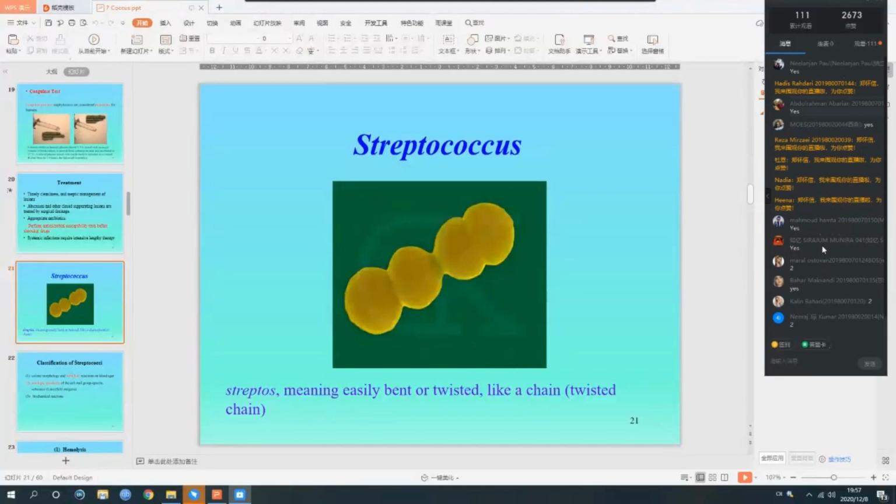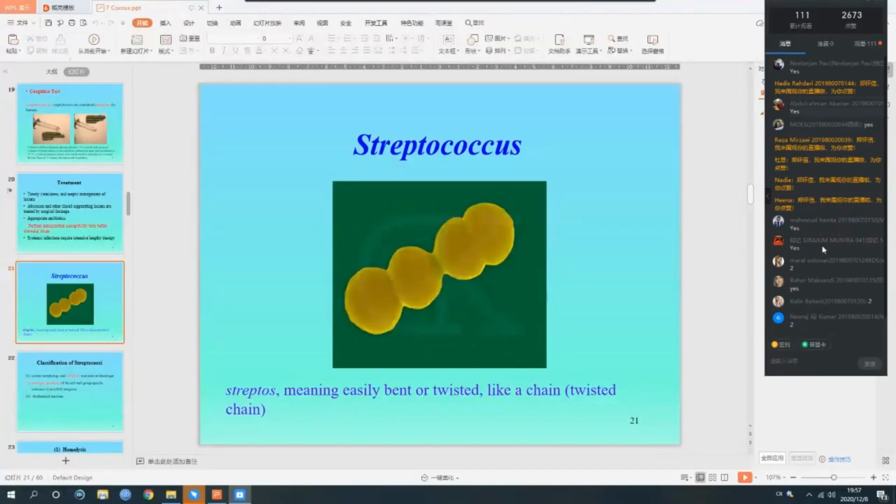So Streptococcus is also a gram-positive pathogen. In this word, streptus, it's also from a Greek word. It means either easily bent or twisted like a chain. So it's like a chain or like a rope. So twisted chain. So Streptococcus are a line of cocci. They line up together to form a chain.